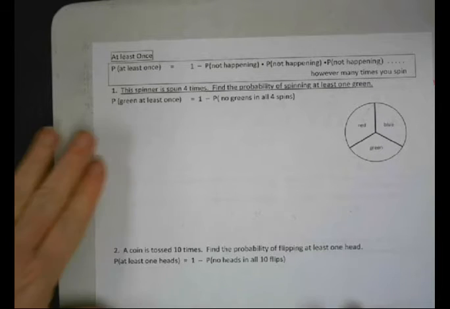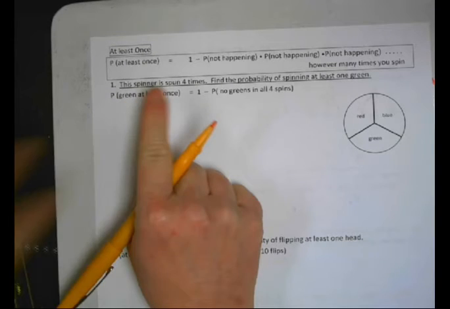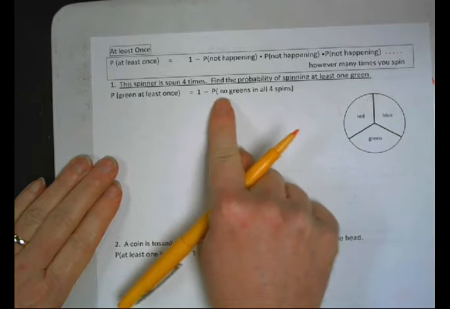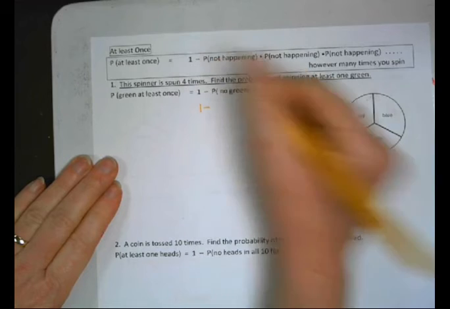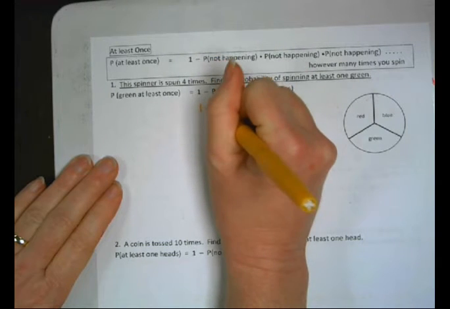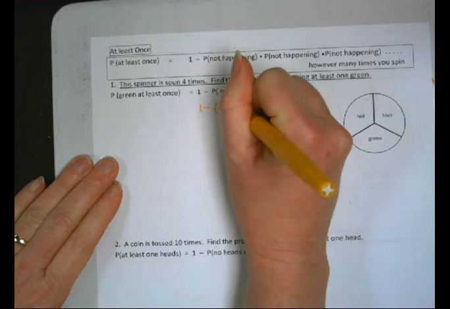So in this case, what's the probability of spinning a green at least once? So that's going to be 1 minus the probability of no greens at all. So that's going to be 1 minus the probability of no greens in the 1st spin, which is 2/3. Probability of no green in the second spin is 2/3.